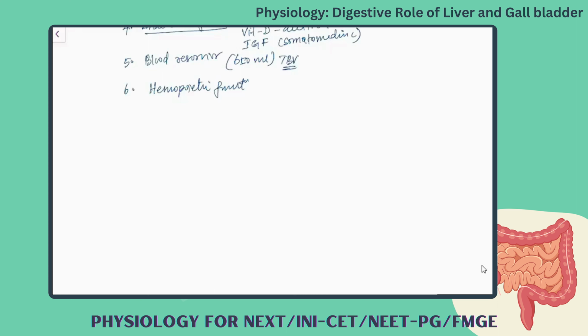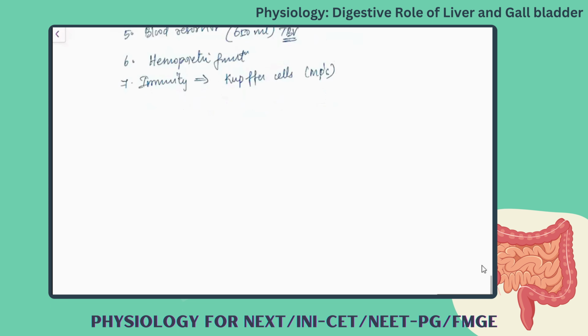And finally, immunity, which is mediated by which cell? Which cell in the liver is performing the immune function? Kupffer cells, which are the modified form of macrophages. So these are some peculiar functions of the liver.